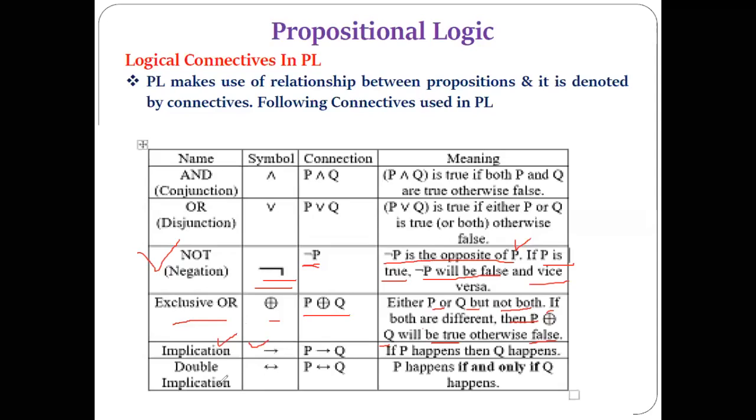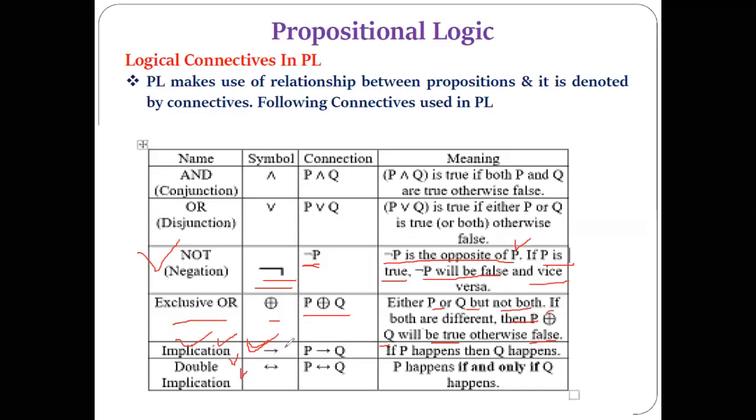There is another word for the implication connective, and for the double implication also there is another word. Conditional and the biconditional. For the implication there is another word, that is the conditional. For the double implication there is another word, biconditional.